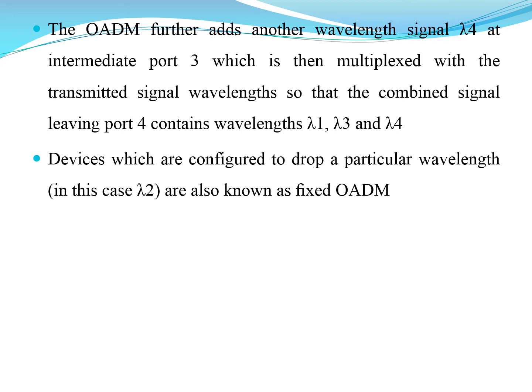The OADM further adds another wavelength signal, lambda 4, at an intermediate port 3, which is then multiplexed with the transmitted signal, so that the combined signal leaving port 4 contains wavelengths 1, 3 and 4. Devices are configured here to drop a particular wavelength, and that is done by using a fixed optical add drop multiplexer device.